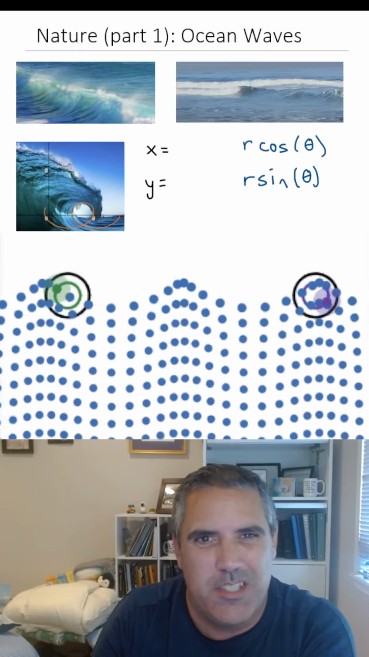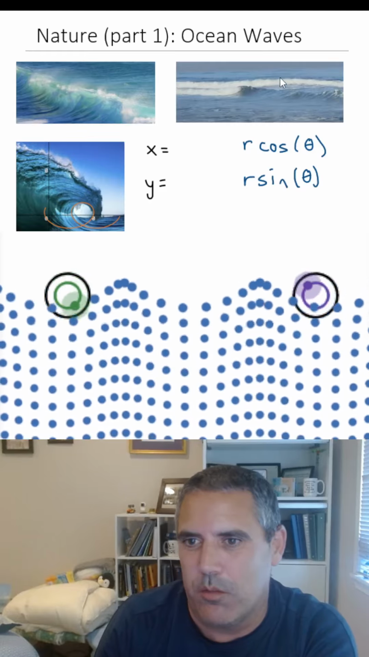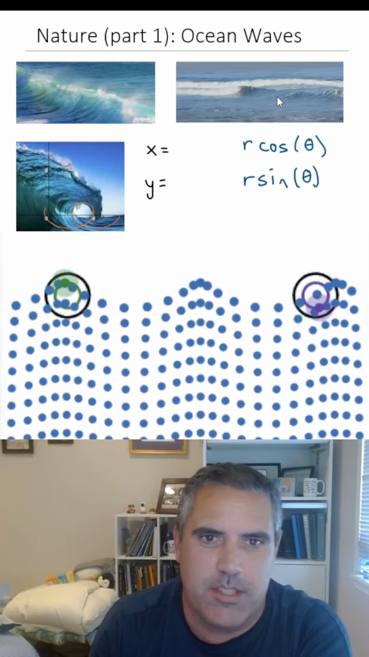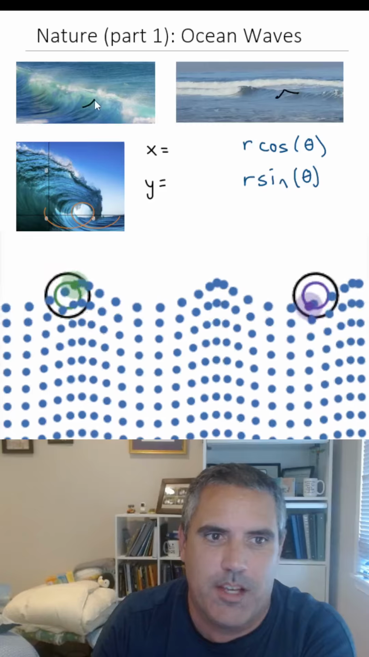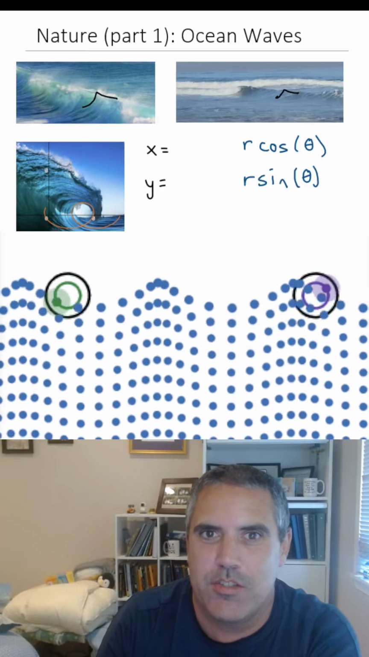I'll make a longer video on this to explain things in more detail. This will be the quick version. So every time I go to the beach, I'm looking at these ocean waves. This is a picture from Manzanita, Oregon, where it gets really steep right before it crashes. This is a picture after it crashes.